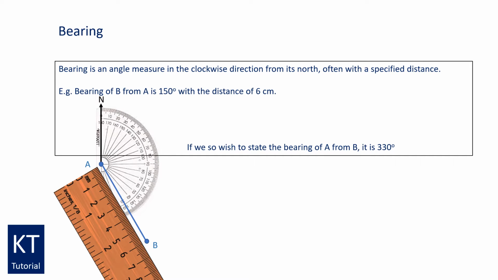Bearing is a subject of trigonometry, and it is an angle measure in the clockwise direction from its north, often with a specified distance. For example, the bearing of B from A is 150 degrees with a distance of 6 cm, as shown below.